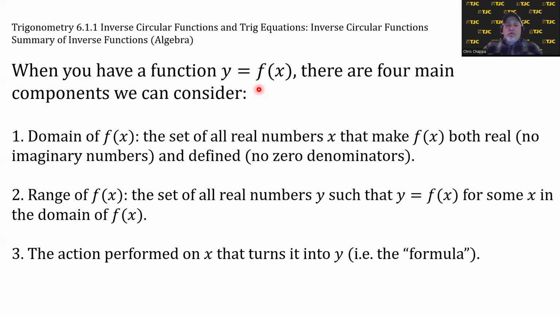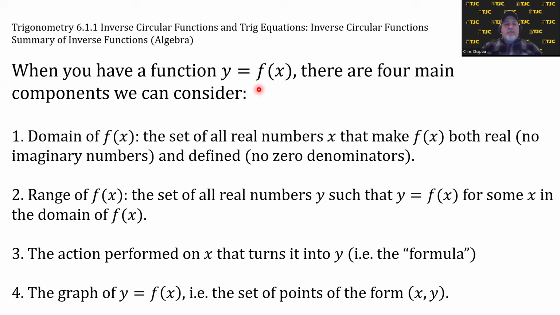Three, the action performed on the x that turns it into the y. In other words, the formula. What is this function doing to the x to turn it into a y? Although technically that's not required to be a function, most of our functions actually perform some sort of action. And number four, the graph of y equals f of x, specifically the set of points of the form x comma y, where x is in the domain and y is the corresponding point in the range.